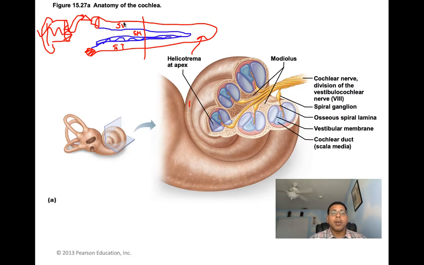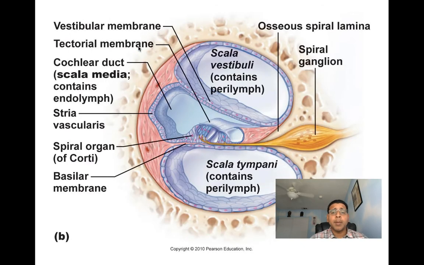So that's what we're seeing here. We've got the scala vestibuli, so we've got perilymph in relation to the scala tympani. Okay, we're going to see here they're communicating with each other. And then inside of here, we said we have endolymph. So we'll just put an E in here for endolymph. And the same thing you're seeing right in here.